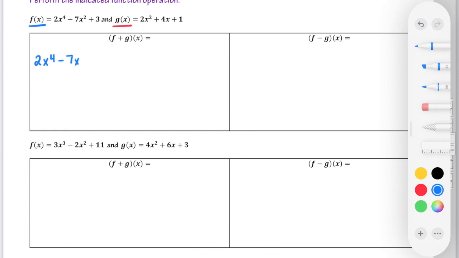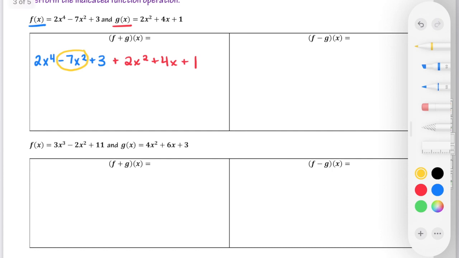So f of x is 2x to the fourth minus 7x squared plus 3 plus 2x squared plus 4x plus 1. I'm just adding all the terms together. That means I need to look for like terms. My first, I see 2x to the fourth. I'm looking to see if there's any other x to the fourth terms, and I don't see any. Then I see negative 7x squared. I want to see if there's any other x squared terms to combine it with, and I do see that 2x squared, positive 2x squared.